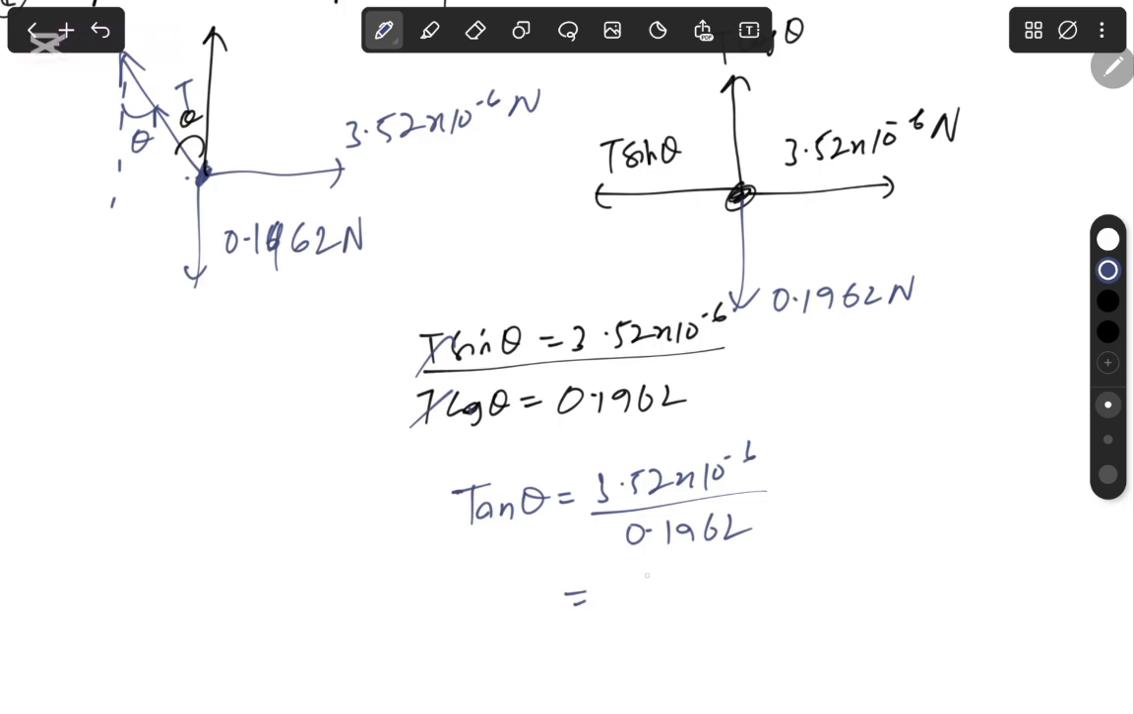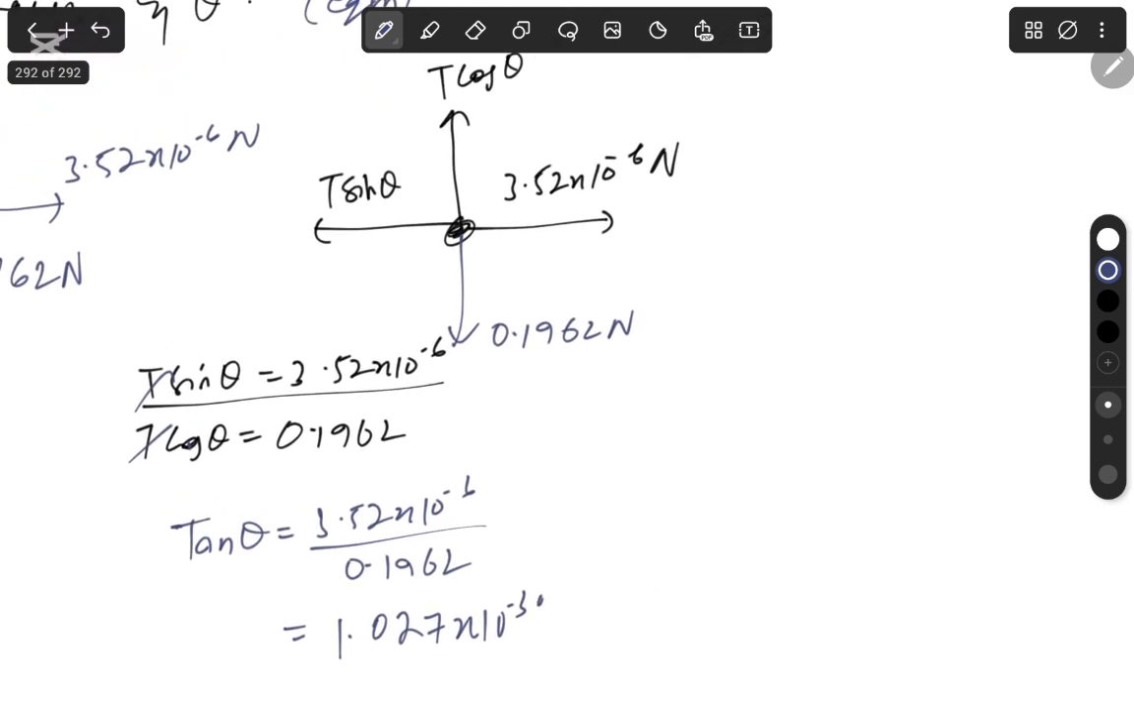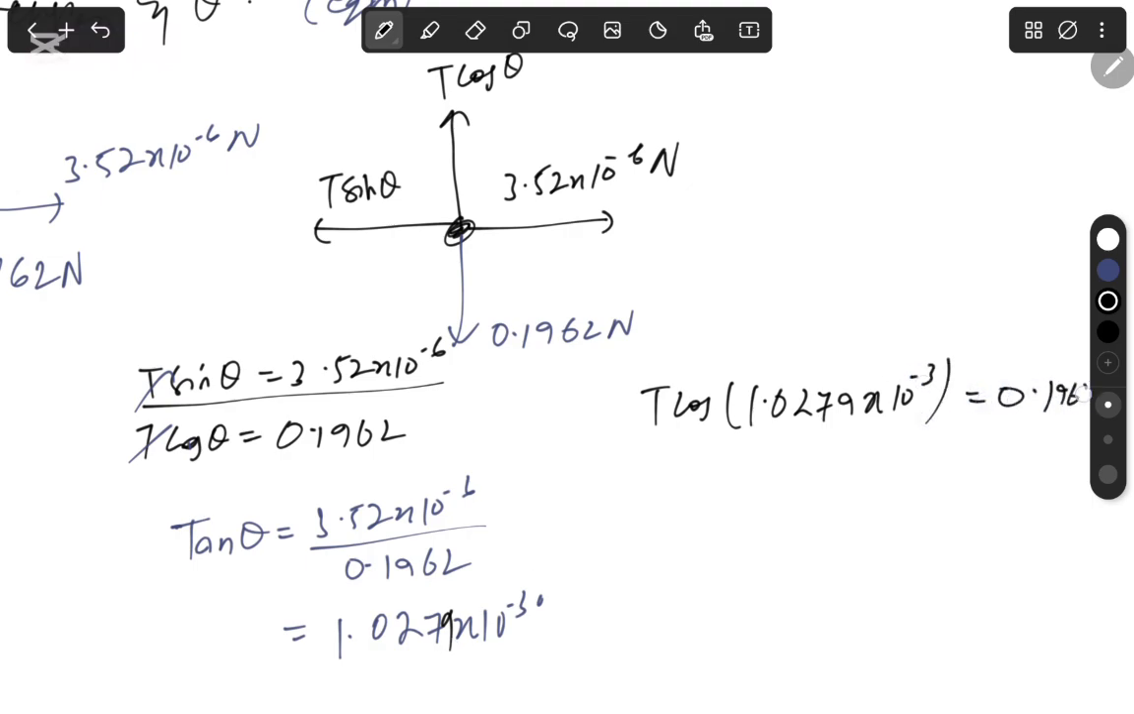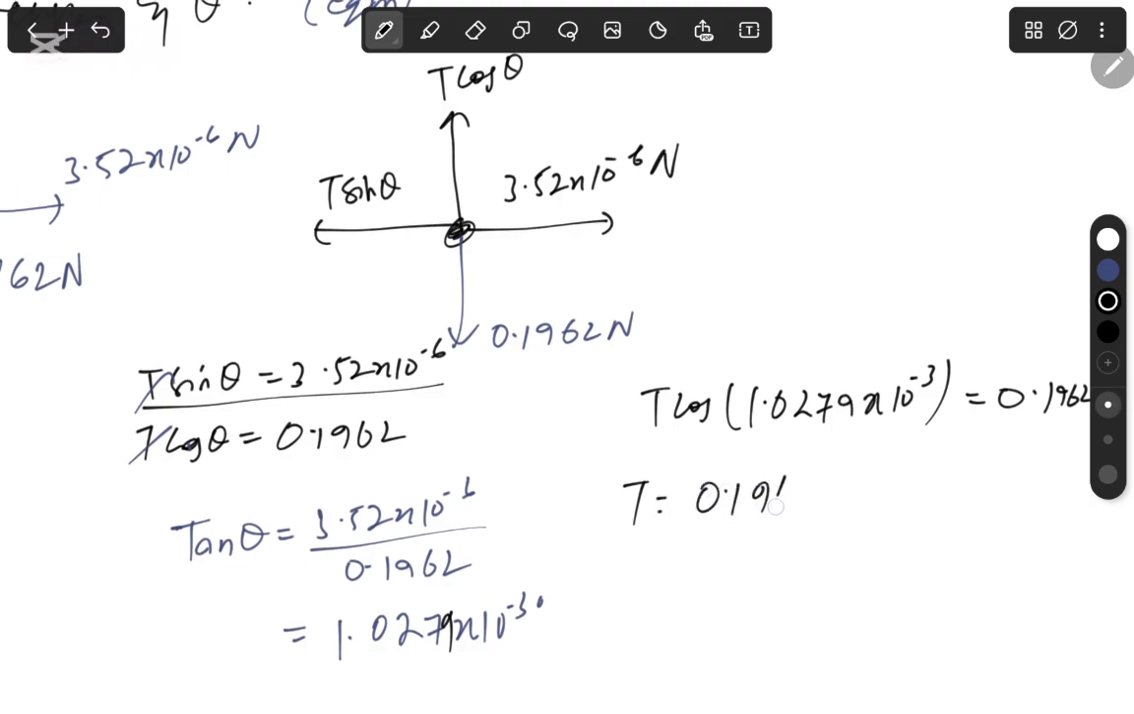So I'm going to get a very small theta value of 1.027 times 10 to the power of minus 3 degrees. And then we can find the tension through this as well. So T cos theta, with theta as 1.0279 times 10 to the power of minus 3 degrees, is equal to 0.1962. So the T value I'm going to get is 0.196 newtons. Okay, so that's the answer to this question.